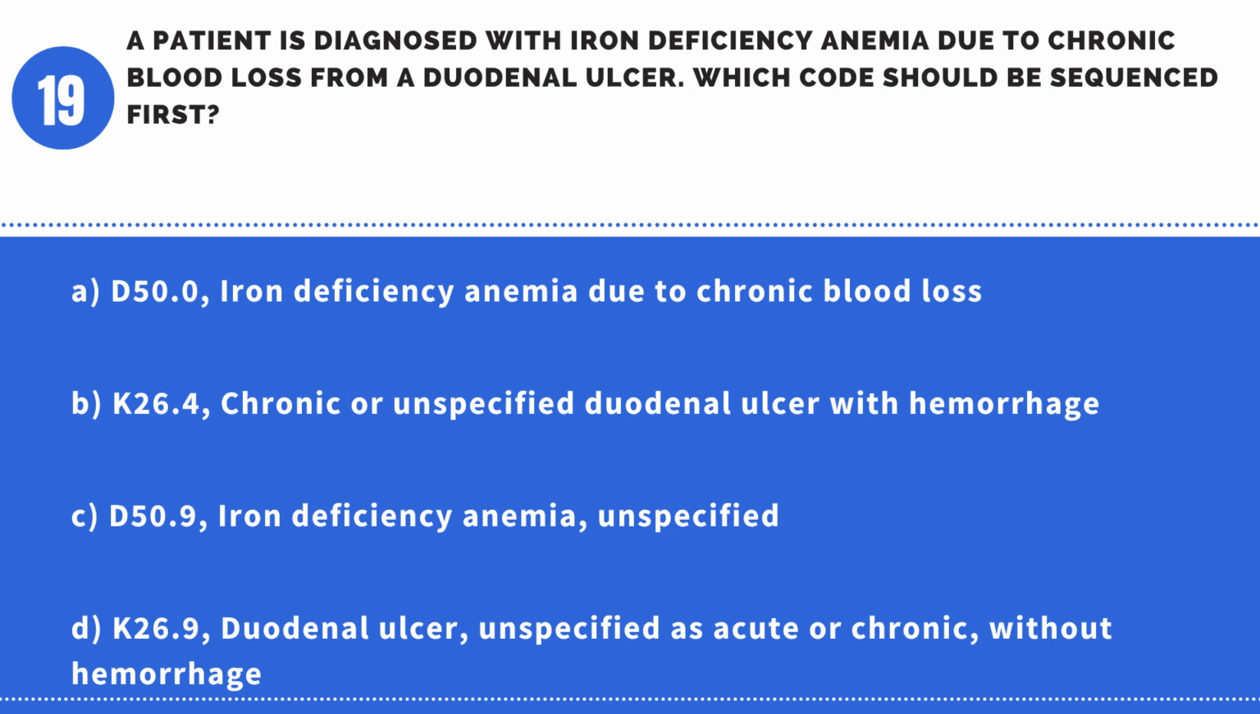Question 19. A patient is diagnosed with iron deficiency anemia due to chronic blood loss from a duodenal ulcer. Which code should be sequenced first? A. D50.0, iron deficiency anemia due to chronic blood loss. B. K26.4, chronic or unspecified duodenal ulcer with hemorrhage. C. D50.9, iron deficiency anemia, unspecified. D. K26.9, duodenal ulcer, unspecified as acute or chronic, without hemorrhage.